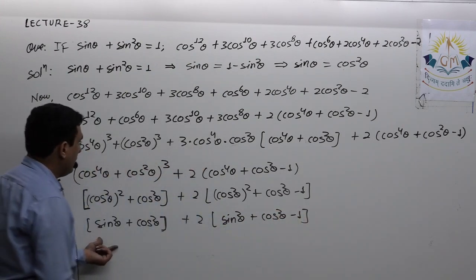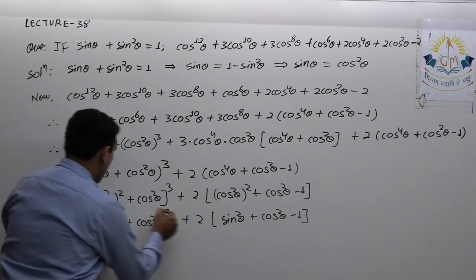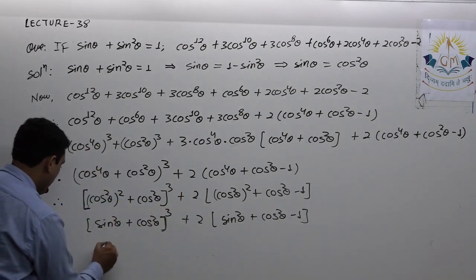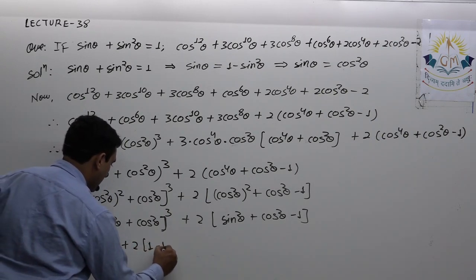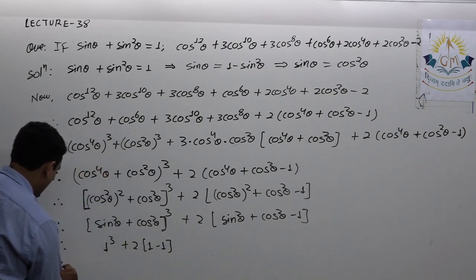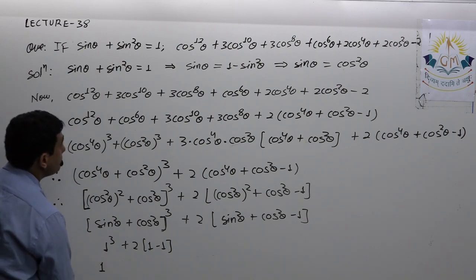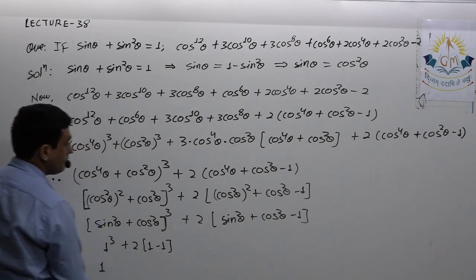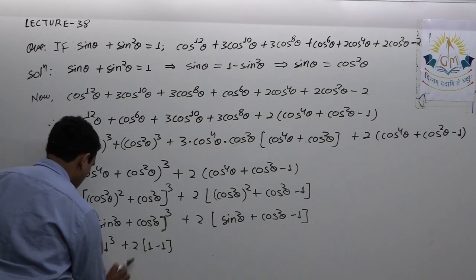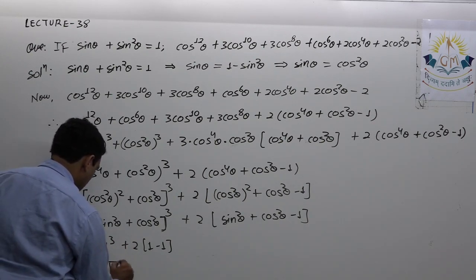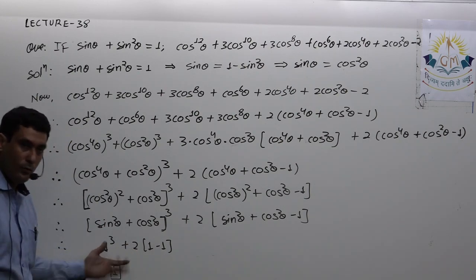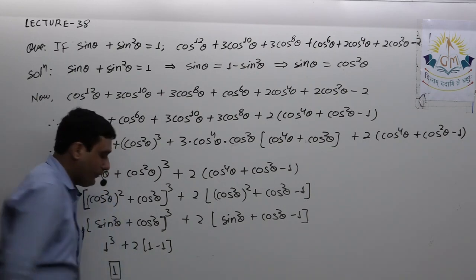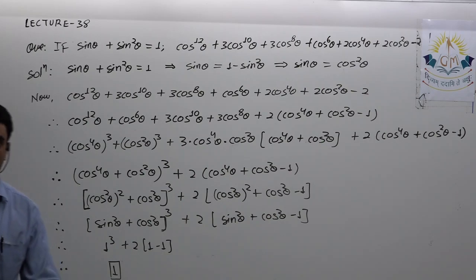Now here sin² θ plus cos² θ, so here I can put 1. So 1 cube plus 2 times (1 minus 1). So ultimately my answer is 1. That is my final answer, 1. This 1 minus 1 will become 0, 2 times 0 is 0, 1 cube is 1. So this is my final answer. Please note it down, then we'll see the next question.